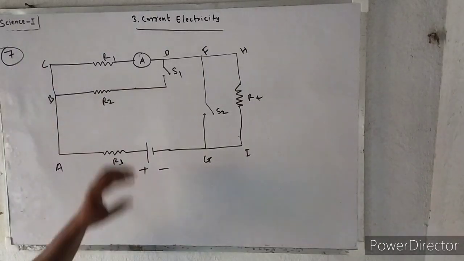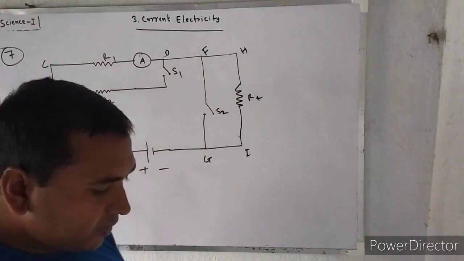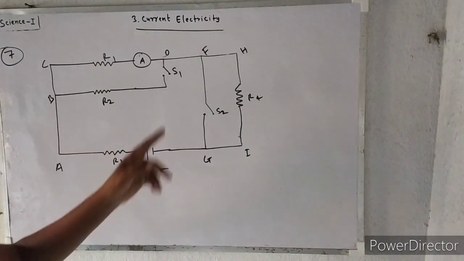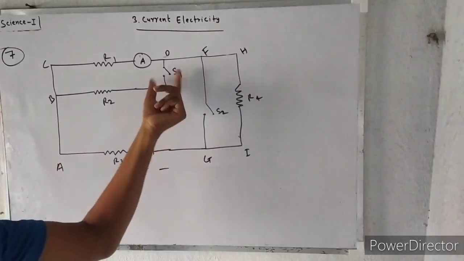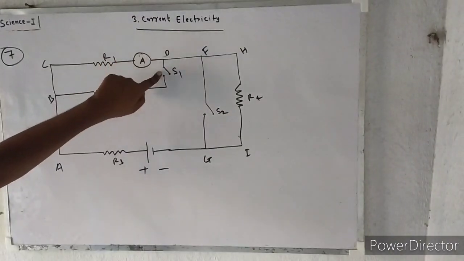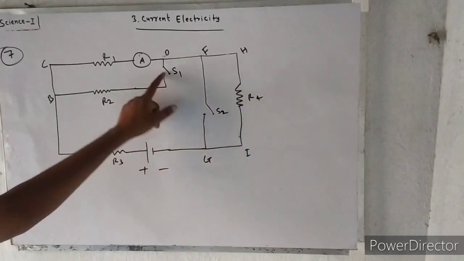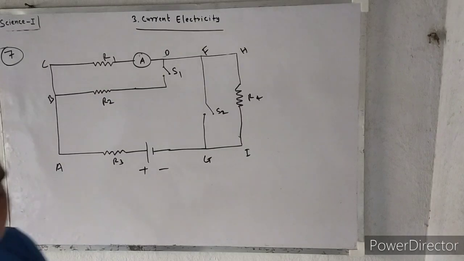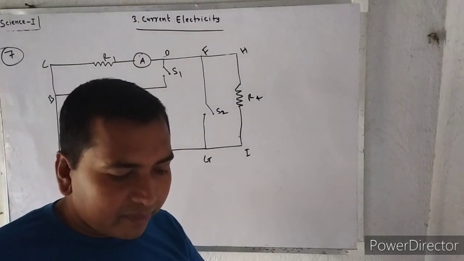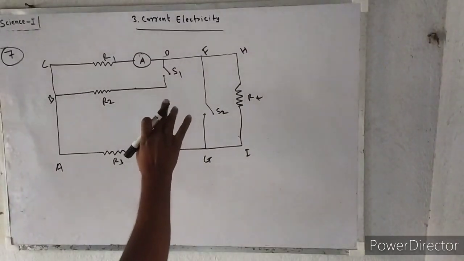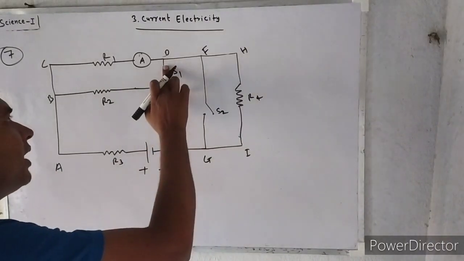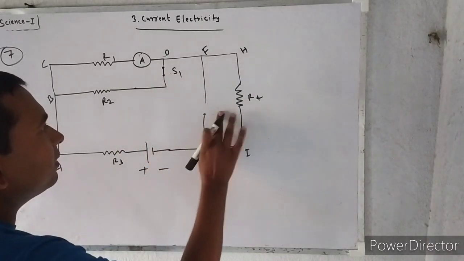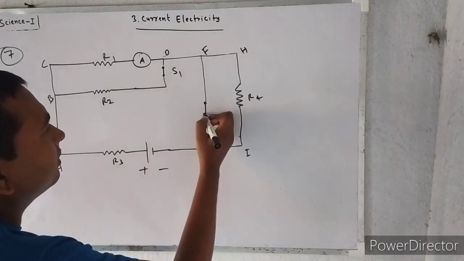Question number 7. One circuit diagram is given. This is R1, R2, this is R3, this is switch S1, this is switch S2. The switches are open right now. This is the cell. Now the question is, if both S1 and S2 are closed, it means S1 is now closed.